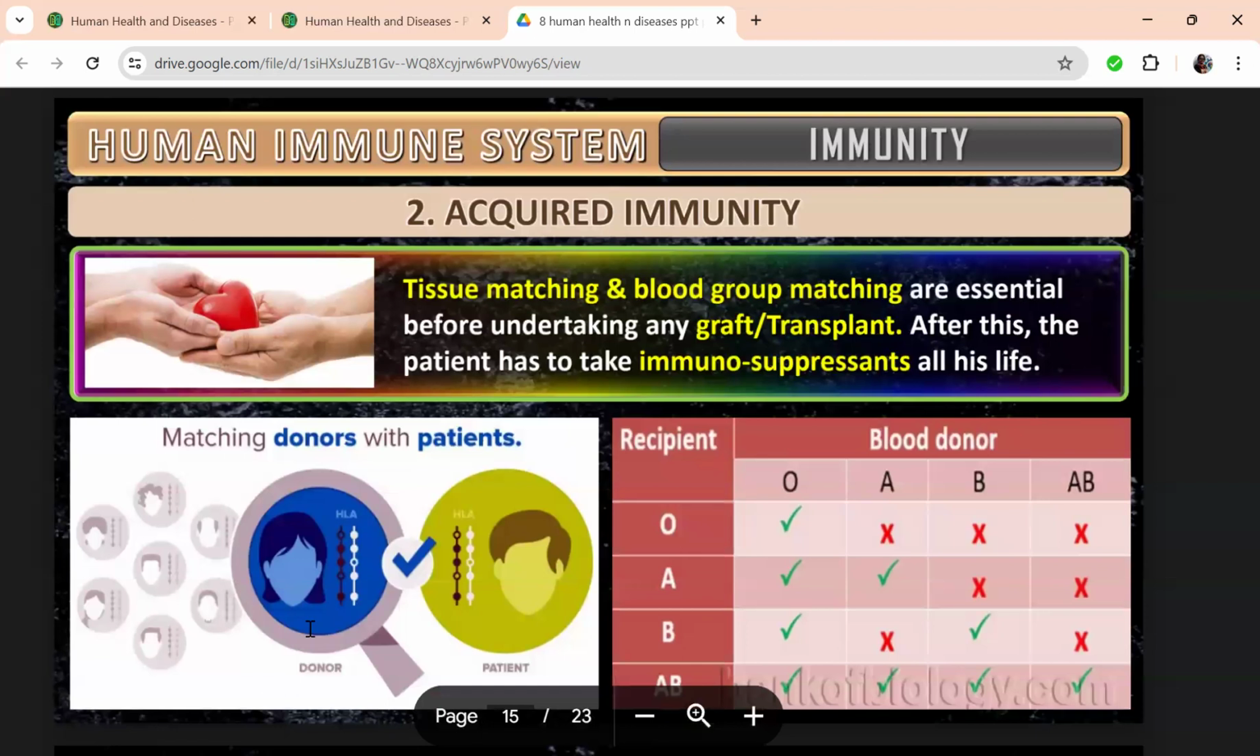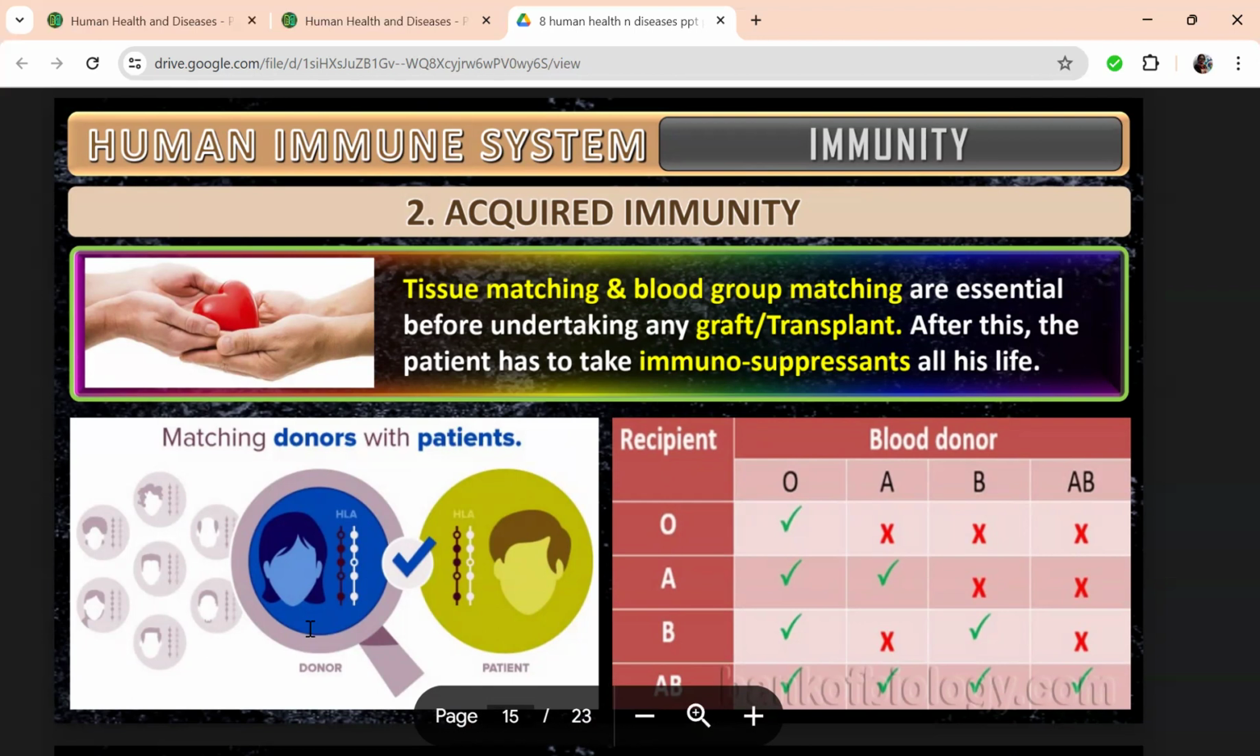Now, if I talk about tissue matching or blood group matching, there might be a donor who has given a tissue to the patient. This is called a transplant. So it is very important that the tissues match. Or when I transfer blood, I would have heard, okay, this blood group I cannot give. A blood group, I cannot give to a B blood group. Why? So that there is no mismatch. Otherwise, there would be a rejection.